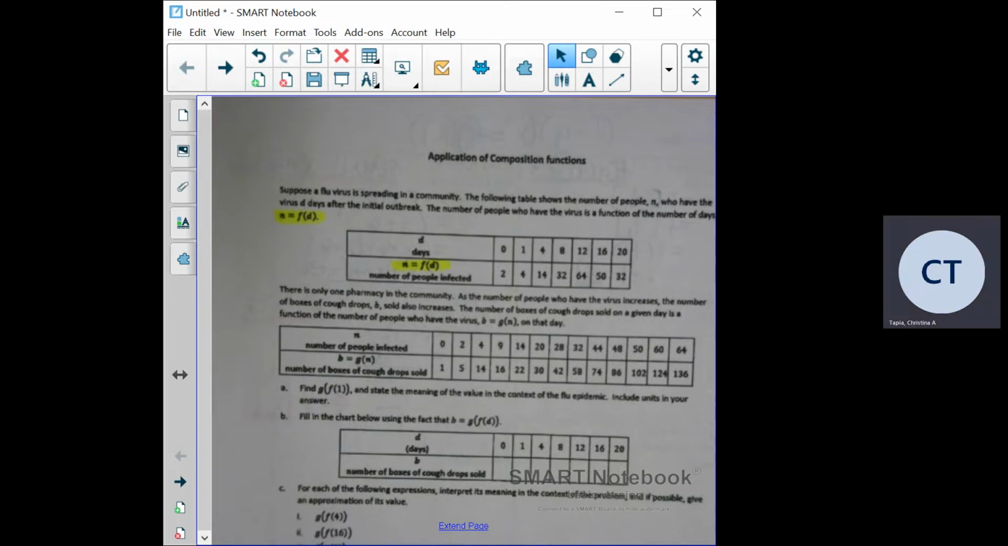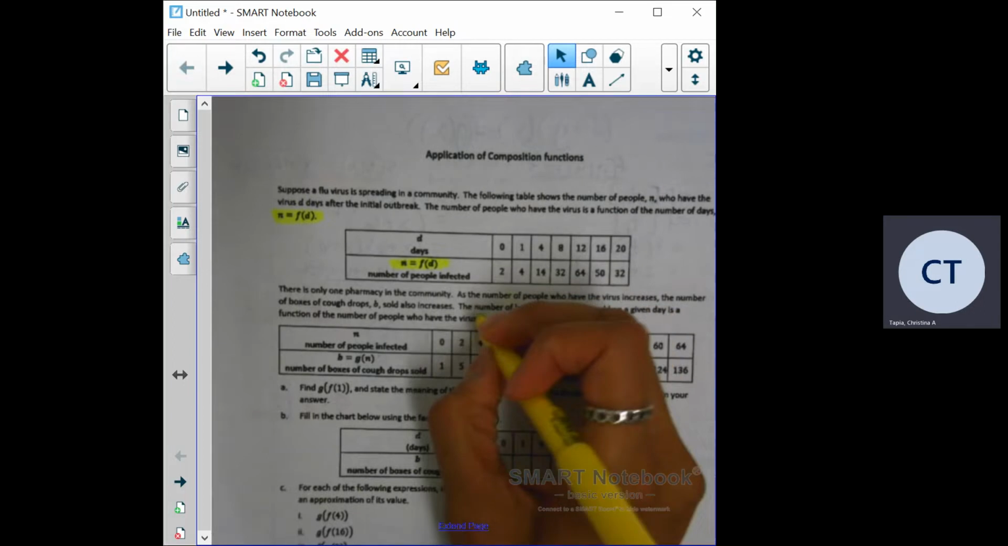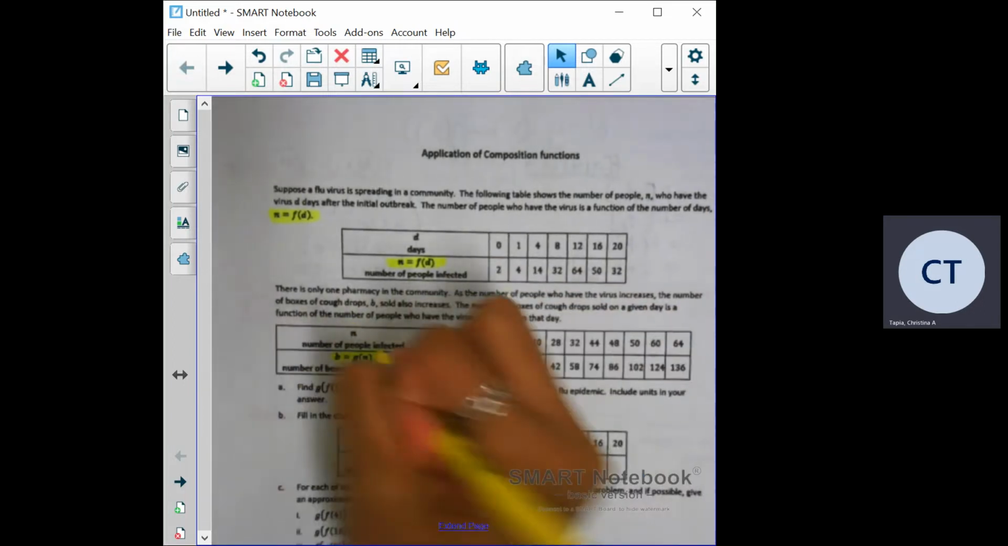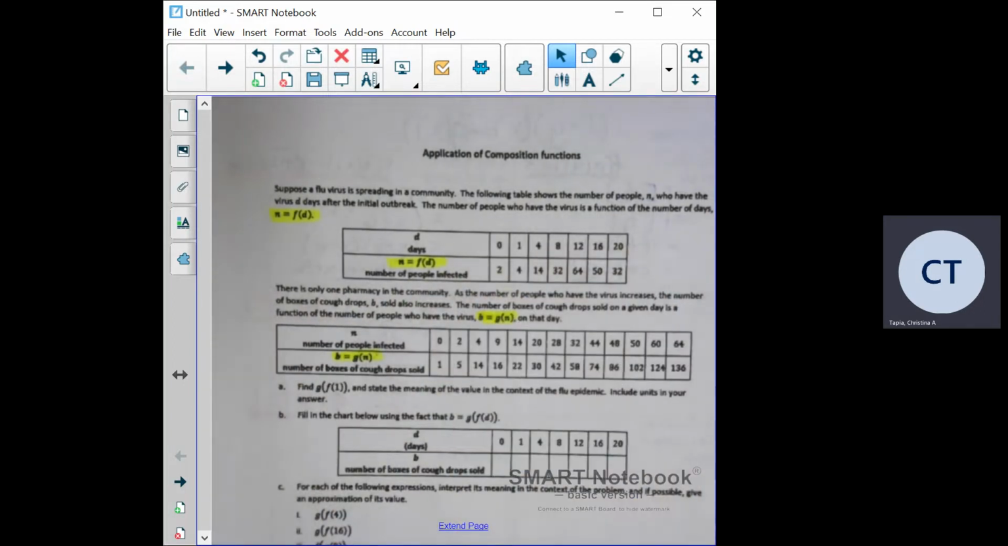There is only one pharmacy in the community. As the number of people who have the virus increases, the number of boxes of cough drops sold also increases. The number of boxes of cough drops sold on a given day is a function of the number of people who have the virus, and that's going to be represented as B of G of N, or B equals G of N.